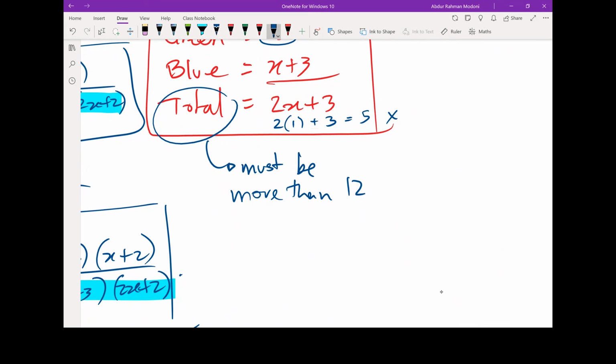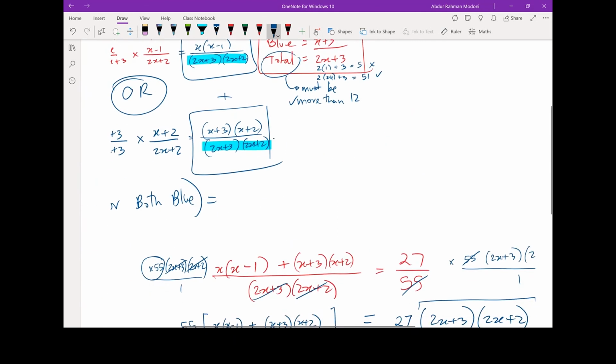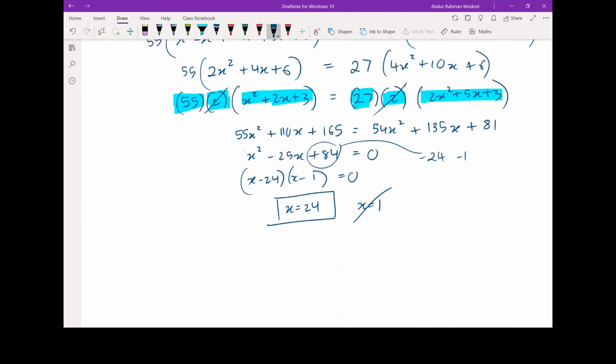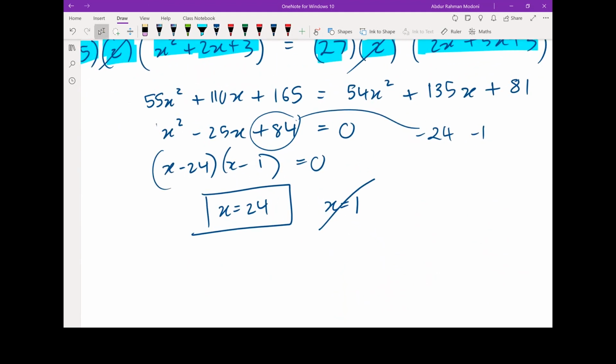So it has to be the other one, which is 2 lots of 24 plus 3. And 2 lots of 24 is 48 plus 3, which is 51. And that is definitely greater than 12. We've used the more than 12 part of the question. So x is equal to 24 is the correct one. I'll put a box through that and I'll cross out the other one, just using a single line to indicate that I have considered it, but I have chosen not to include it in my solution.